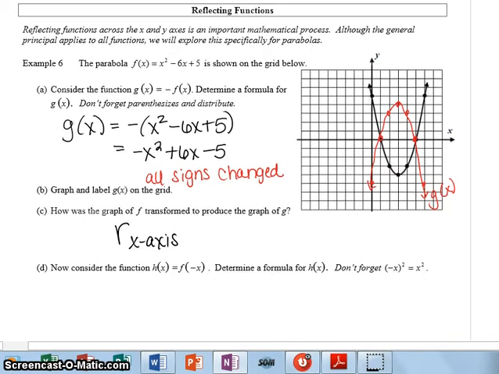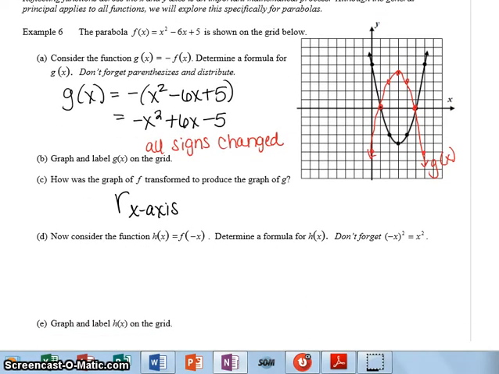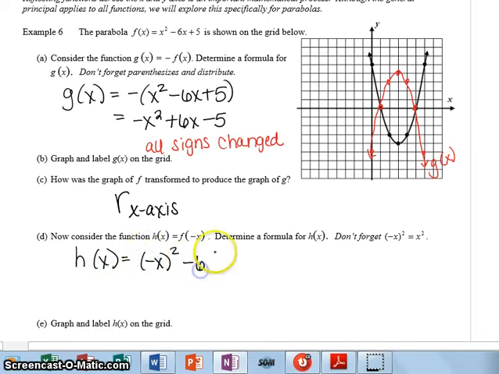Part D. Now consider the function h of x, but now the negative is inside the parentheses of the f function. Determine a formula for h of x. Don't forget that when you have a negative x quantity squared, it's positive. Okay, so for h of x, it's saying you would have negative x squared minus 6 times negative x plus 5. So remember, guys, it's inside now.